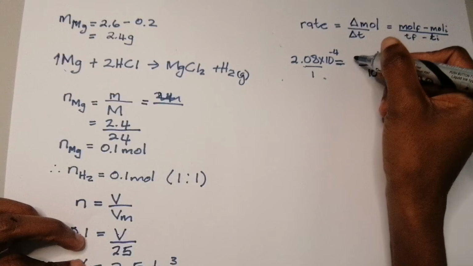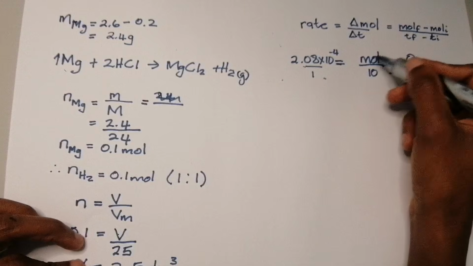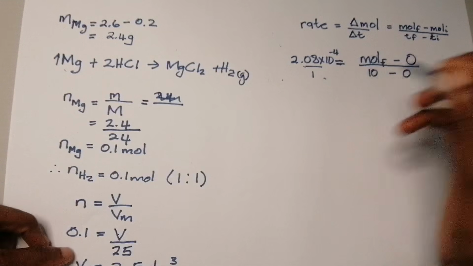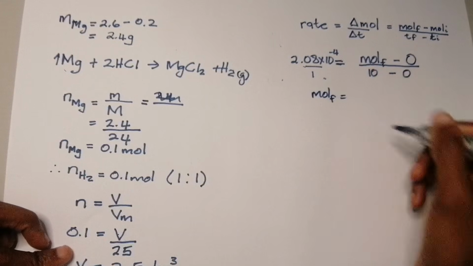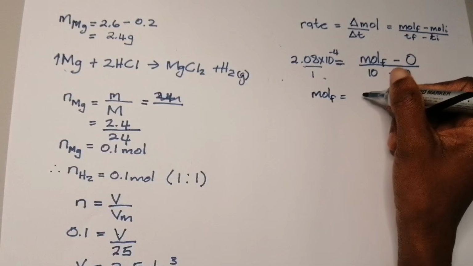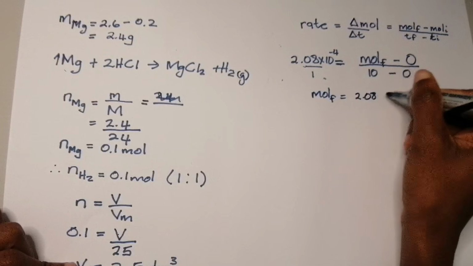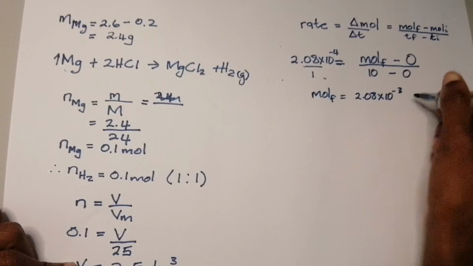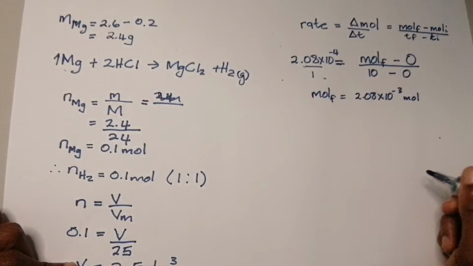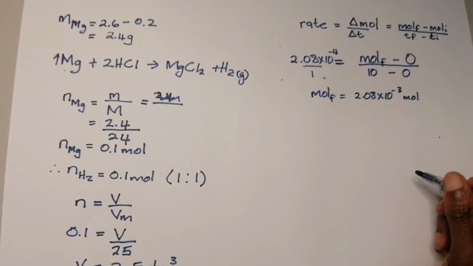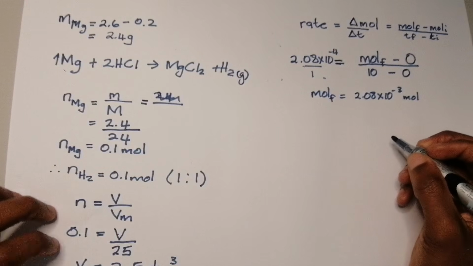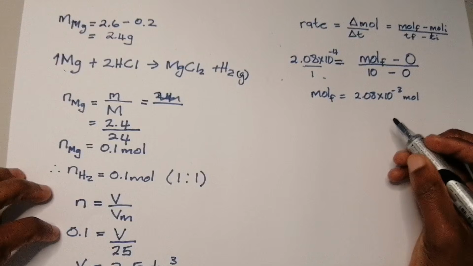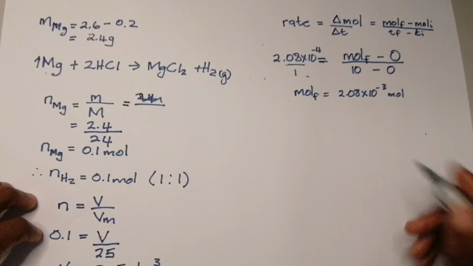So now you just cross multiply. Obviously, this is going to be moles final over 10, and multiply that by 10. So the number of hydrogen moles that I had would be 2.08 times 10 minus 3 moles. Some of you can express that in decimal form, which is 0.00208, but I'm just going to express it in exponential form.